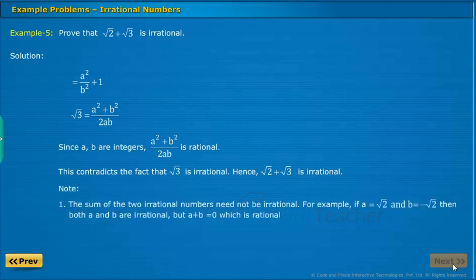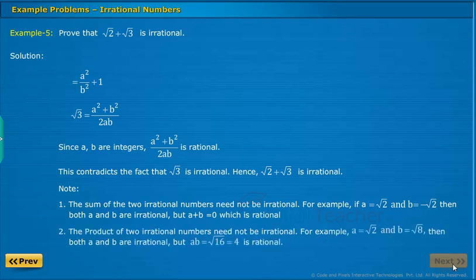Note that the sum of two irrational numbers need not be irrational. For example, if a is equal to root 2 and b is equal to minus root 2, then both a and b are irrational. But a plus b is equal to 0, which is rational. Next, the product of two irrational numbers need not be irrational. For example, a is equal to root 2 and b is equal to root 8, then both a and b are irrational. But ab is equal to root 16, which is equal to 4, which is rational.